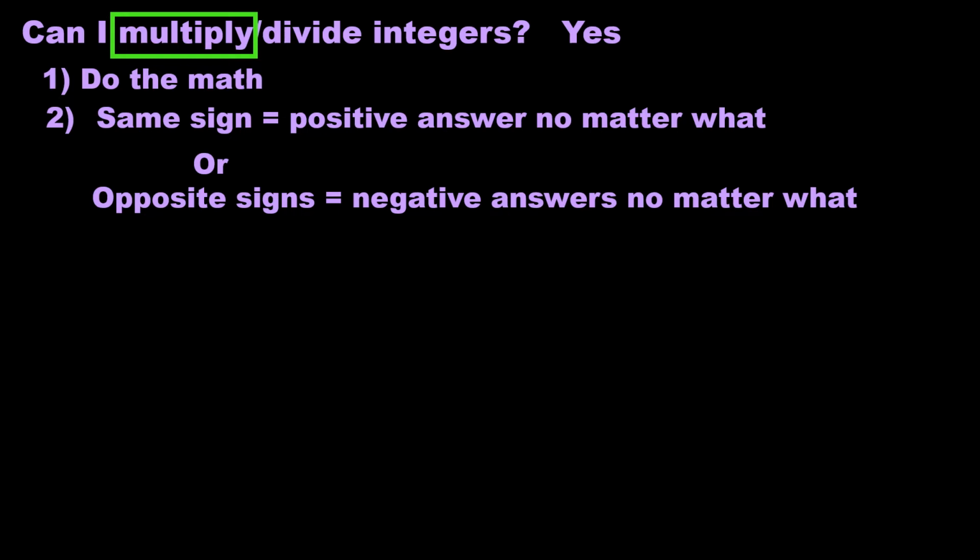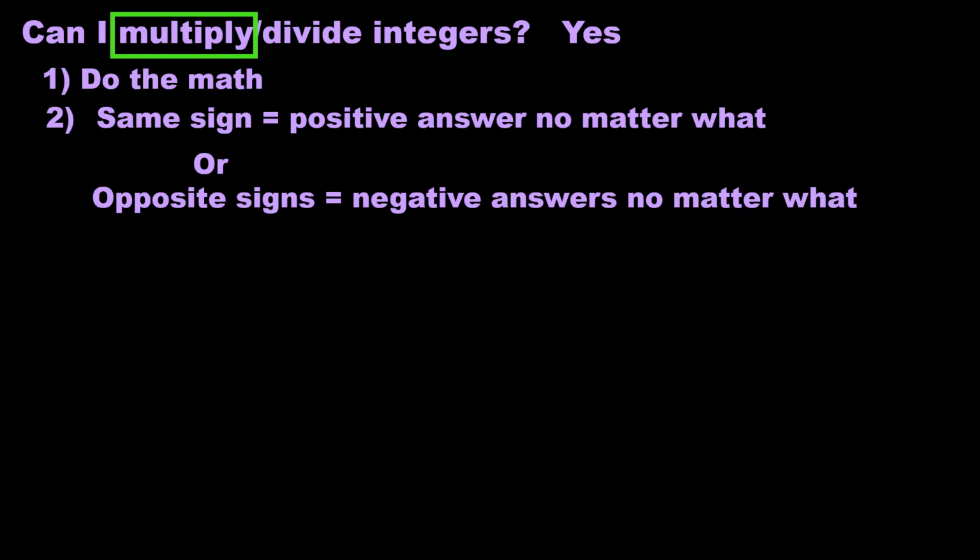So if I have the same sign, meaning a positive and a positive, or a negative and a negative, then that answer will always be positive no matter what. If I have opposite signs, one negative and one positive, and it doesn't matter the order that they go in, the first one could be negative and the second positive, or the first positive and the second negative, then I know my answer is going to be in the negative form.